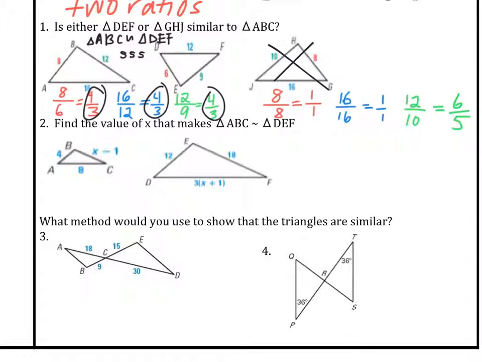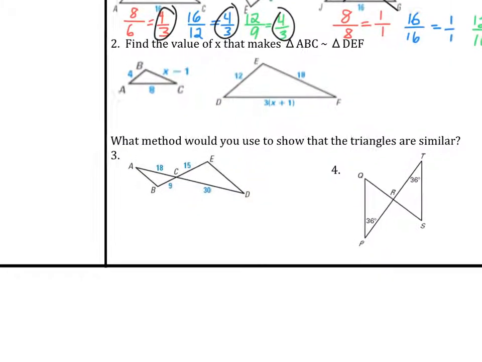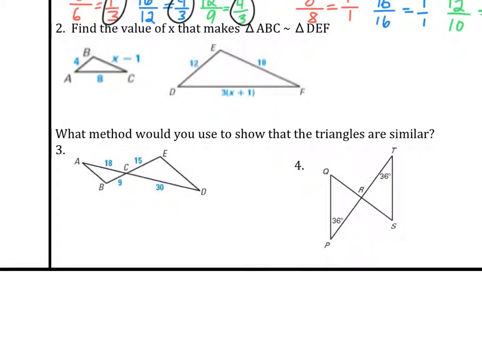You always want to choose a pair that has 2 numbers. So I would probably choose 4 and 12, right? 4 corresponds to 12. All we're doing is finding the value of x. So then the easier one seems like x minus 1. What does that correspond to? 18. We're going to cross multiply and solve. I'm sorry I didn't give you a ton of space for this. 4 times 18 and 12 times x minus 1.